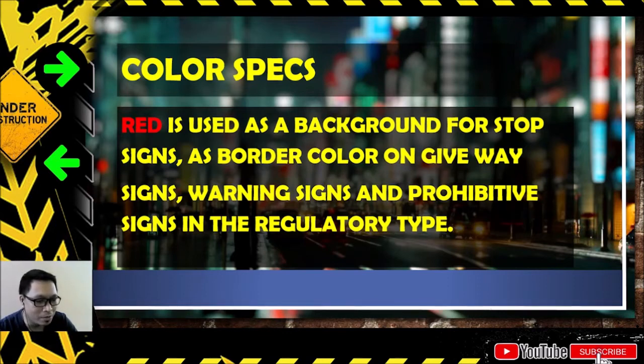So that is why red is used as a background for stop signs, as border color on give-way signs, warning signs, and prohibitive signs in the regulatory type. Because the color red symbolizes caution or danger. So that is why red is very ideal to use as a warning, to give warning to the motorist.